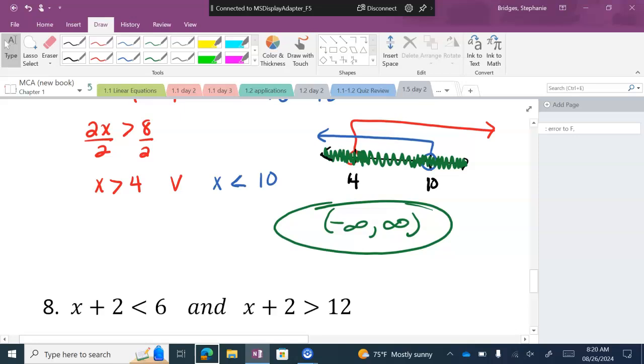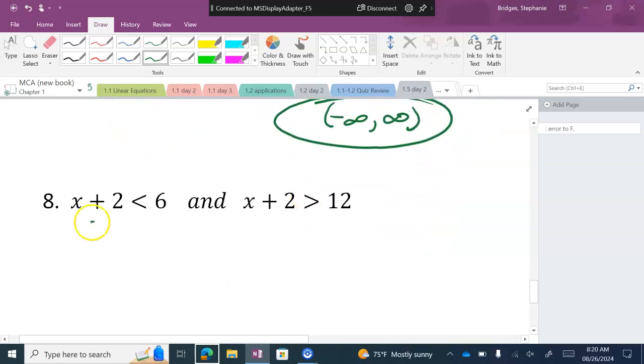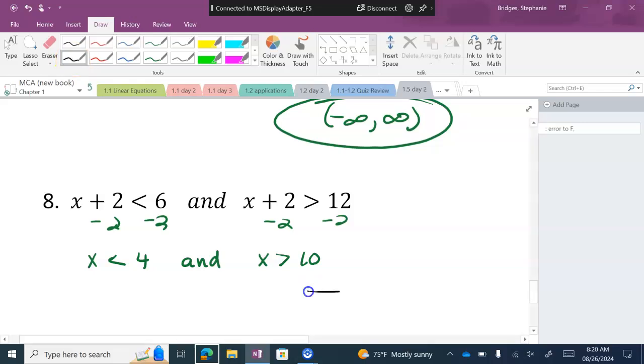I solve both of these. I get x is less than 4 and x is greater than 10. 4 is my smaller number. Less than 4 is open and going to the left. Greater than 10 is open and going to the right.